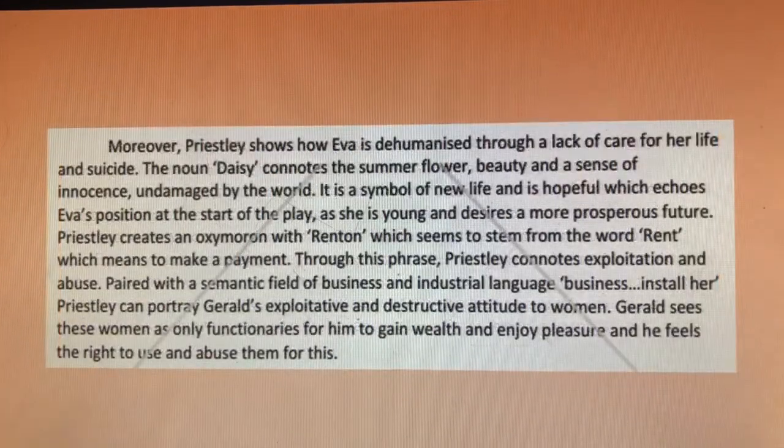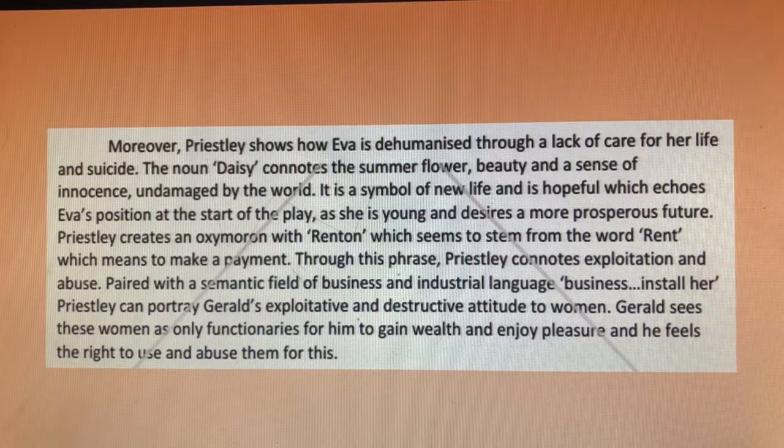My middle paragraph immediately starts with "moreover", suggesting then that the theme or the character of Eva Smith is explored in more depth the longer the play goes on for. Once more, the word Priestley, the link to the writer, appears quite regularly. Moreover, Priestley shows how Eva Smith is dehumanised, lovely word that, a dehumanised Eva Smith, through the lack of care for her life and suicide.